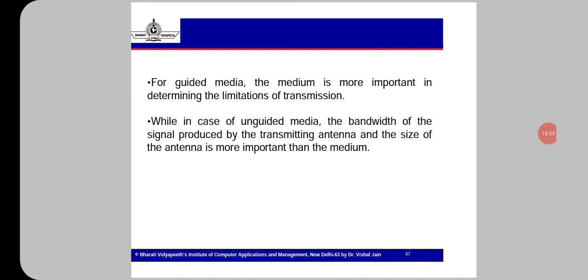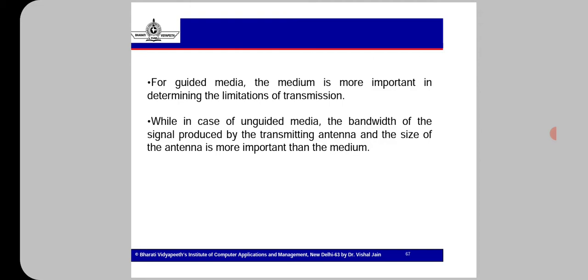Next, for guided media, the medium is more important in determining the limitations of transmission. Generally, in guided media or guided transmission, the physical media, the type of media used, the length of the wire or cable, the capacity of the cable, and the speed of the transmission, all these are the important parameters or characteristics and limitations of transmissions. While in case of unguided media, the bandwidth of the signal produced by the transmission antenna and the size of the antenna is more important than the medium.